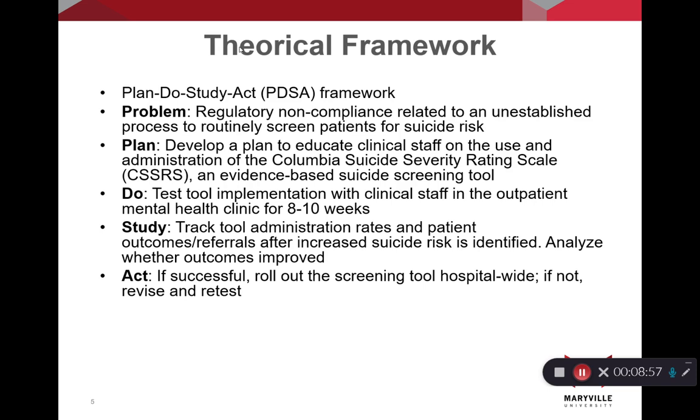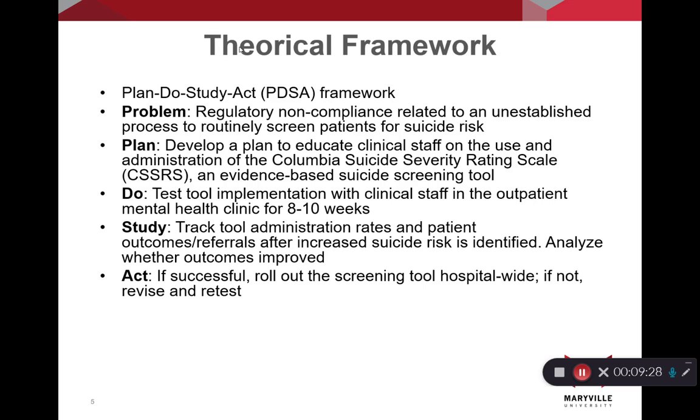During the planning phase, the clinical problem was identified, current evidence was reviewed, and a standardized suicide screening protocol using the Columbia Suicide Severity Rating Scale was developed. In the implementation phase, psychiatric mental health clinicians received education on administering, scoring, and documenting the CSSRS, and the screening protocol was integrated into routine clinical workflows.